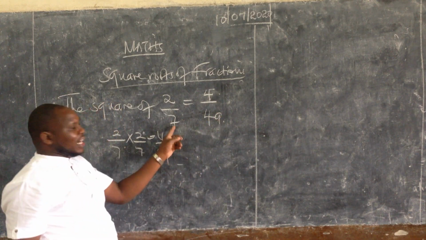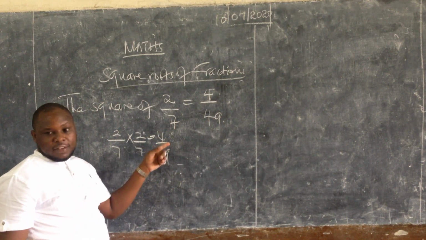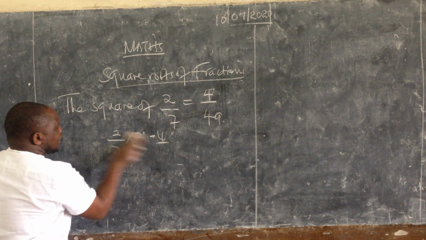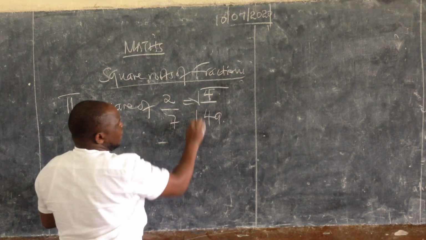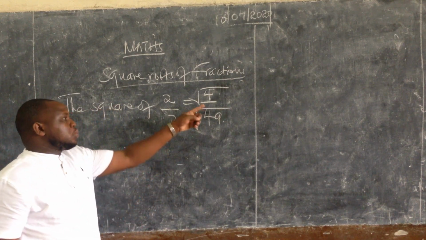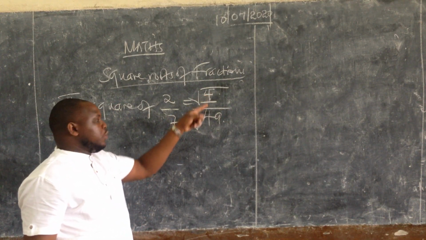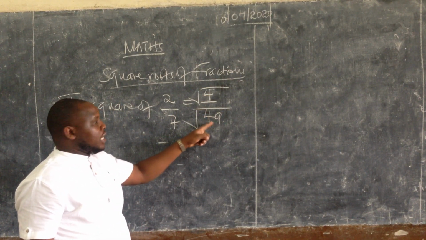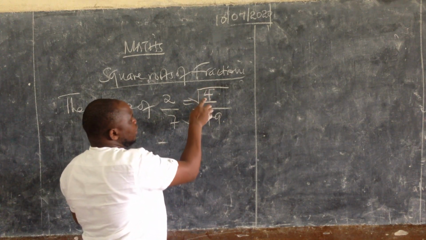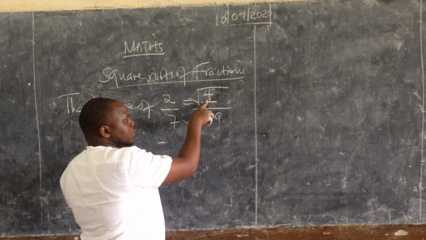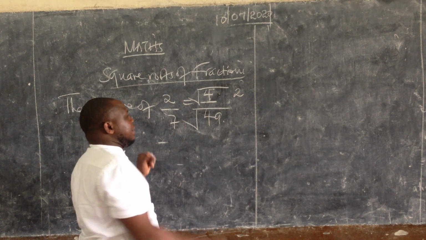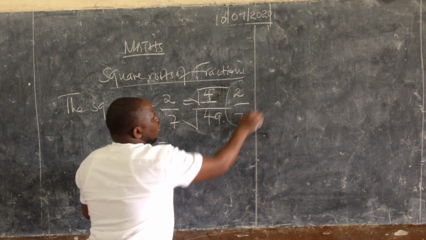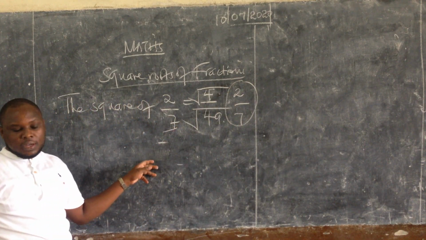So how do we go back to 2 over 7? It's easy. You can go back to 2 over 7 by getting the square root of 4 and the square root of 49. You get the square root of the numerator and the square root of the denominator. So what is that number that we multiply by itself to get 4? That number is 2. And what is that number we multiply by itself to get 49? That number is 7. So you see that we go back to 2 over 7.